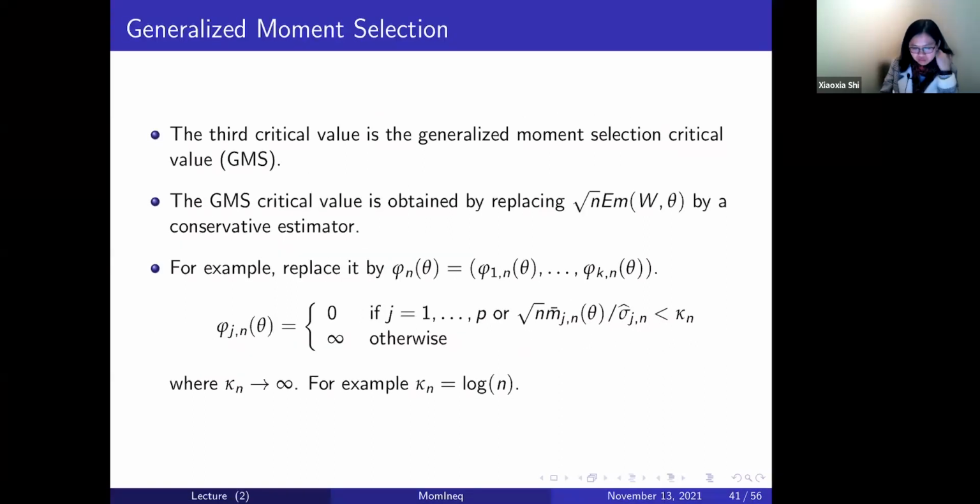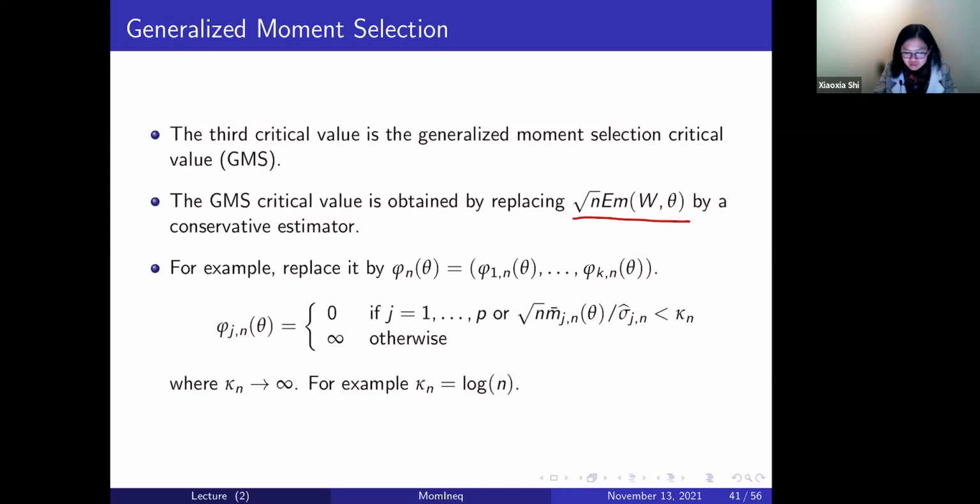And the third critical value is the generalized moment selection critical value. So instead of replacing this slackness parameter by 0, as the plugin asymptotics does, we try to get a conservative estimator for what this is, right? We cannot get a consistent estimator for this because of the root n, but we can get a conservative estimator for this.